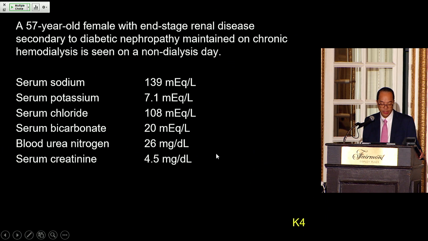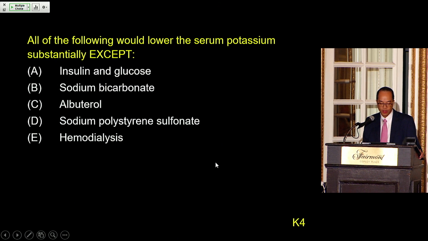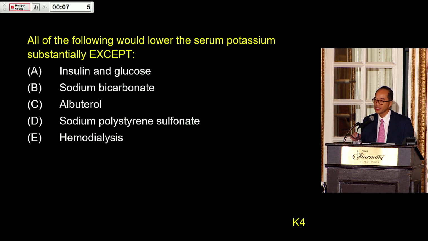Okay, next. A 57-year-old female with end-stage renal disease secondary to diabetic nephropathy, is maintained on chronic hemodialysis, now seen on a non-dialysis day, and her K is 7.1. Creatinine is 4.5. All of the following would lower the serum potassium substantially except insulin and glucose, sodium bicarbonate, albuterol, sodium polystyrene sulfonate, or whatever your favorite K binding resin is, and hemodialysis.